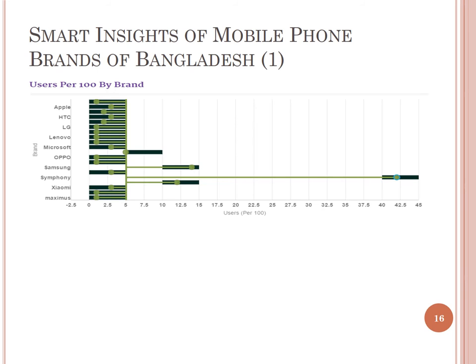The second chart shows the users per 100 by phone. We can see that Android has the most users with more than 60%. We can also see less than 10% users of Windows and iPhone.